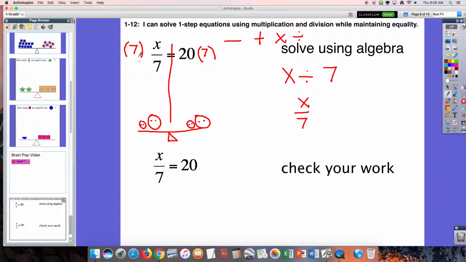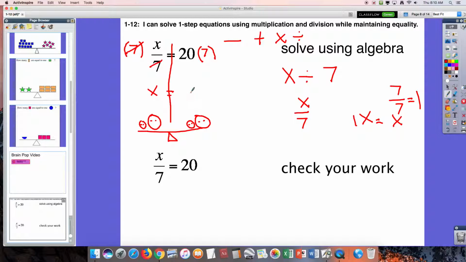All right, so 7 over 7, when we see 7 over 7, that is the same as what, Julian? 1. And 1 times x equals what? 1 times x equals x. So when we do 7 over 7, these cancel because they're the same as 1. 1 times x equals x.